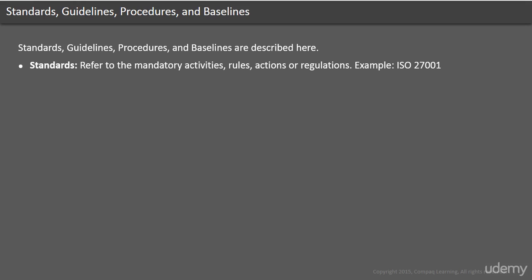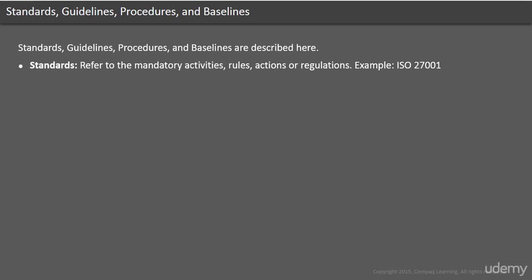Standards, guidelines, procedures, and baselines are described in detail here. Standards refer to the mandatory activities, actions, or rules. Standards can give a policy its support, reinforcement, and direction. They can be internal or can be externally mandated, like government laws and regulations. Organizational security standards may specify how the hardware and software products are to be used. They can also be used to indicate expected user behavior.